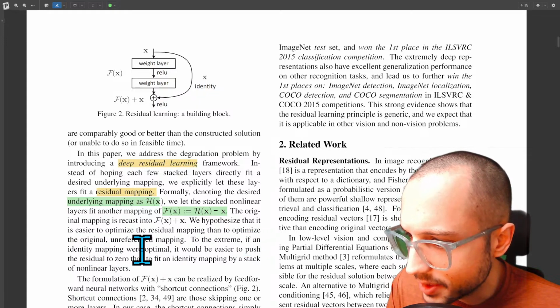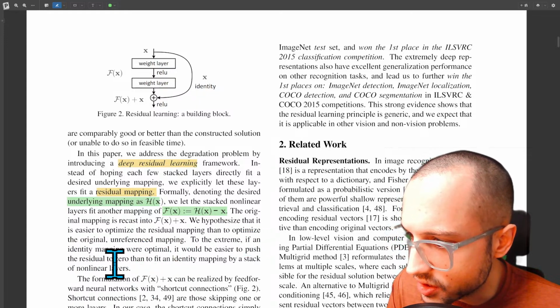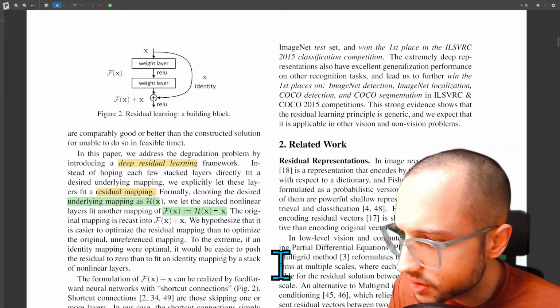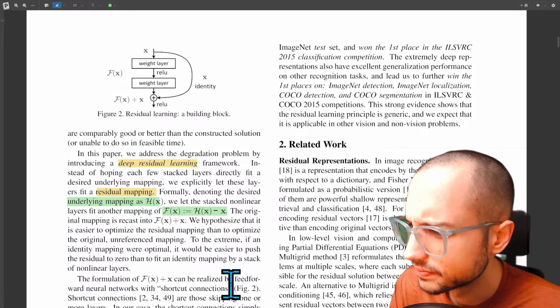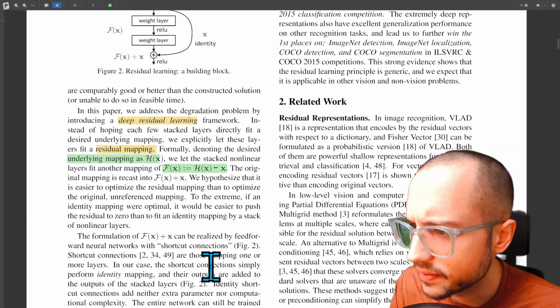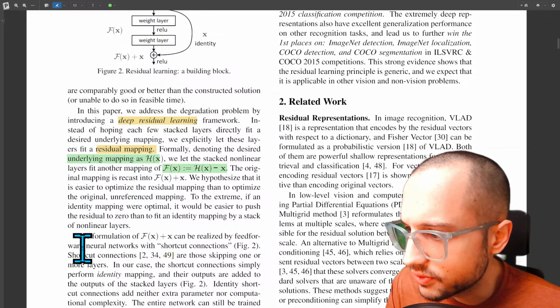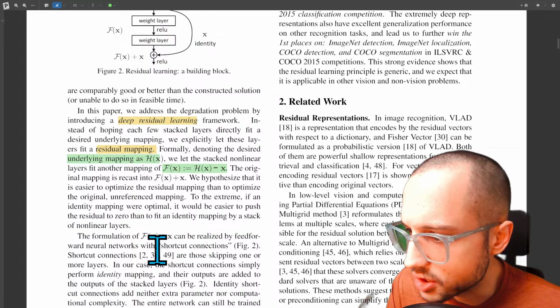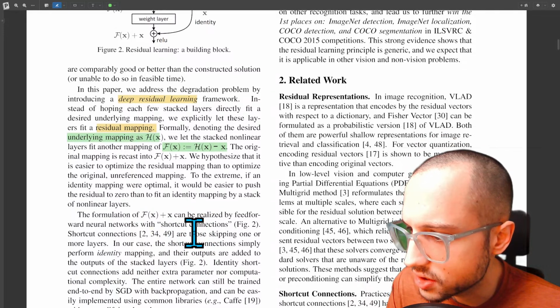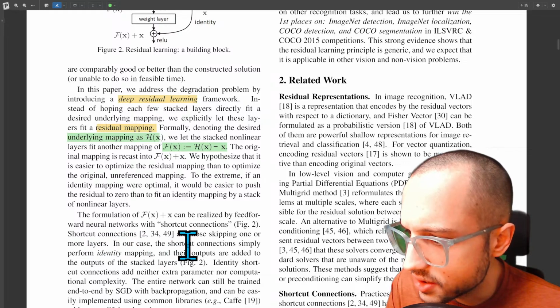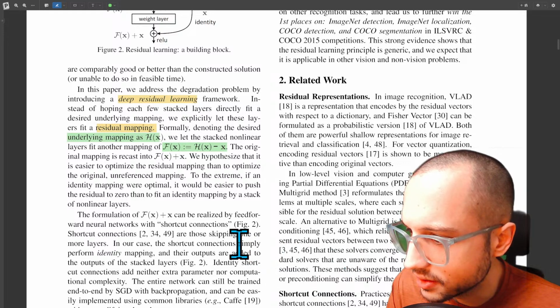If an identity mapping were optimal, it would be easier to push the residual to 0 than to fit an identity mapping by a stack of nonlinear layers. I wonder what they mean by that. The formulation of F(x) + x can be realized by feed-forward neural networks with shortcut connections. Shortcut connections are those skipping one or more layers. In our case, the shortcut connections simply perform identity mapping.